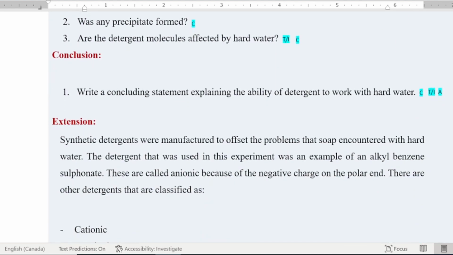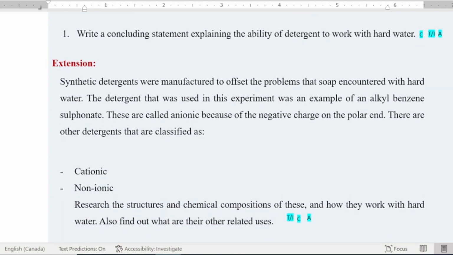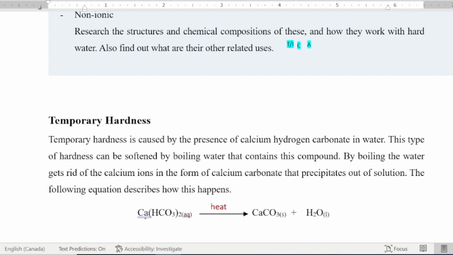And there are some questions there for you to do. Some extension questions there. You can do that. The answers to these are in your solution manual. Oh, temporary hardness, spoken about that already. When the calcium is in this form here, bicarbonate, you can just heat that to cause it to decompose, forming calcium carbonate, which is precipitated out of the water. In this way, the calcium ions are locked away, preventing them from affecting the soil.